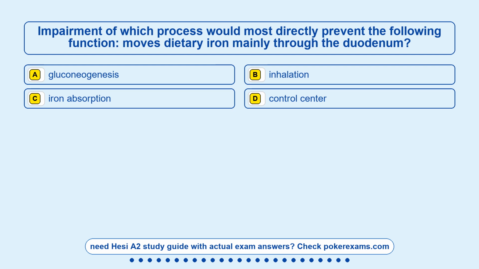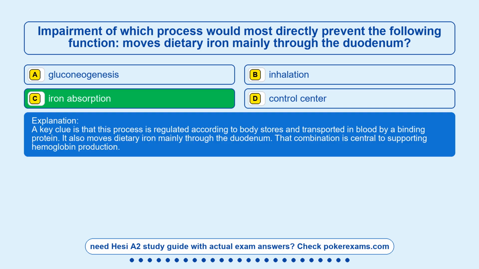Question 17. Impairment of which process would most directly prevent the following function? Moves dietary iron mainly through the duodenum. Option A, gluconeogenesis. Option B, inhalation. Option C, iron absorption. Option D, control center. The correct answer is option C, iron absorption.